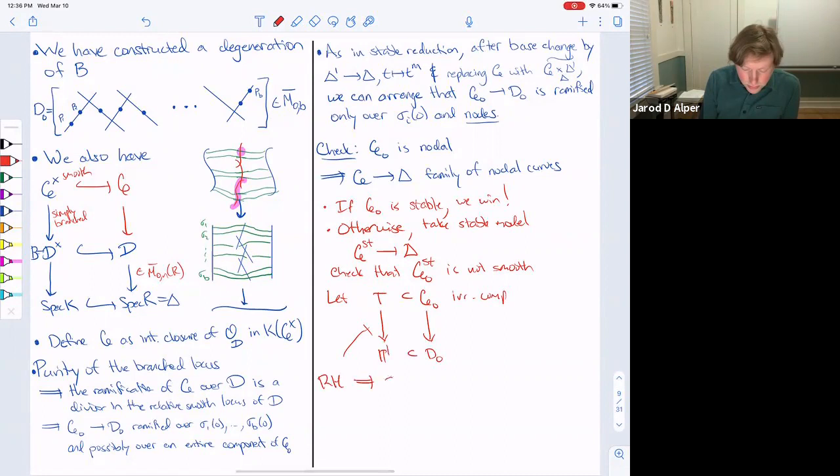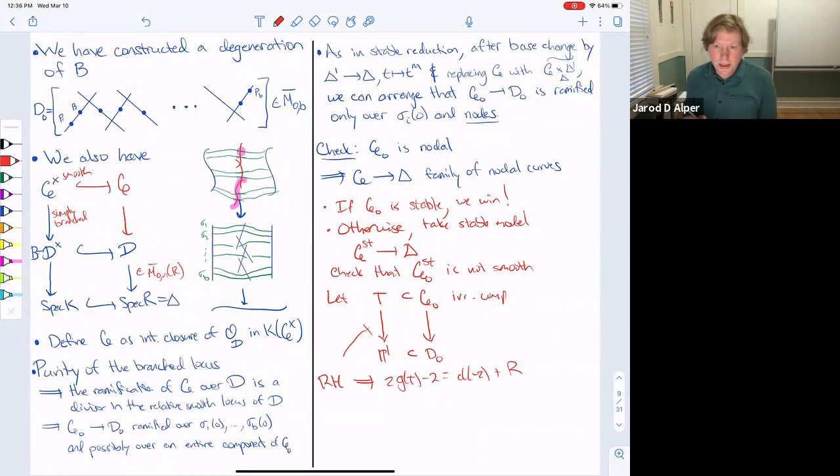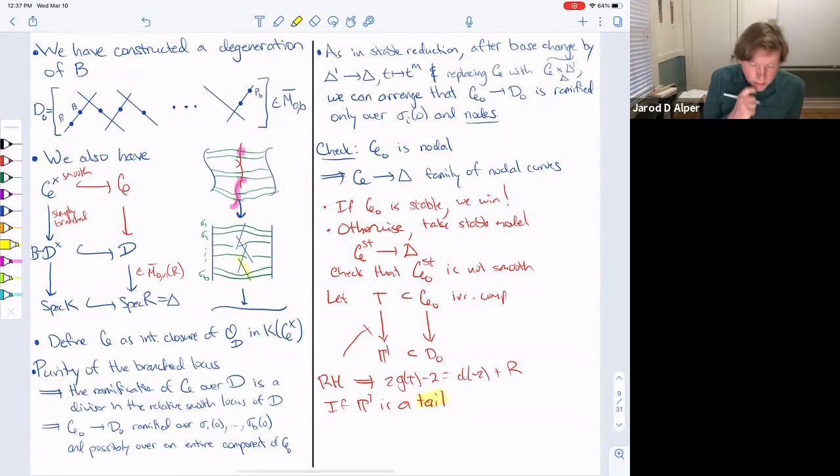Riemann-Hurwitz tells us that 2 times the genus of T minus 2 equals the degree times minus 2 plus the ramification locus. And there are two things that can happen depending on which P1 it is. In the first case, if the P1 is a tail, then there's only one node and there are two branch points, two of the green lines intersecting it. So the ramification is less than or equal to 2 plus, since it could be fully ramified over the node, d minus 1.